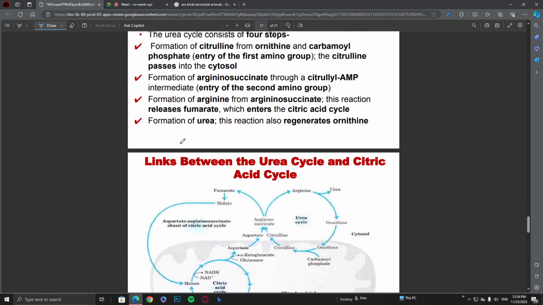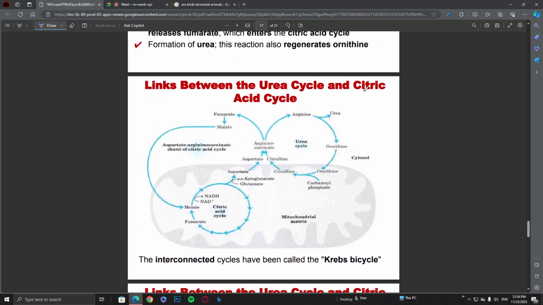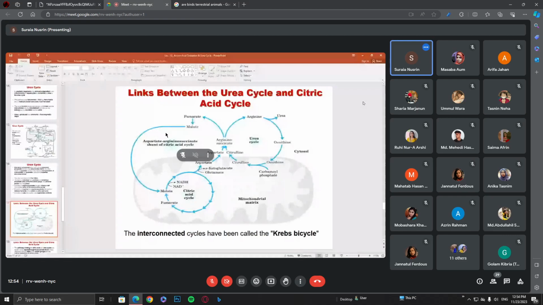Interestingly, the urea cycle is actually connected to the citric acid cycle or TCA cycle. This interconnected cycle is called the Krebs bicycle, named after the scientist Hans Krebs. Now if you look at this structure, this is the mitochondrial matrix, and here this is the TCA cycle, and from the TCA cycle we get aspartate.